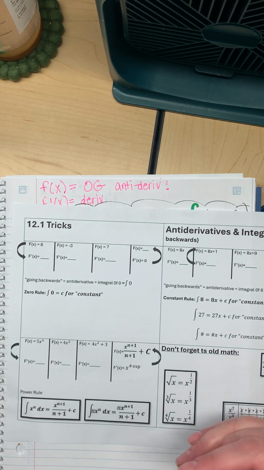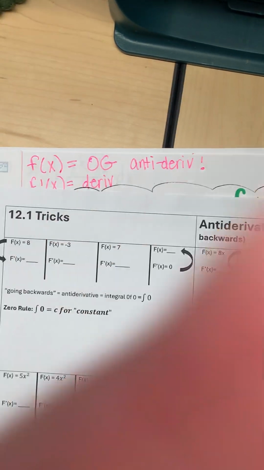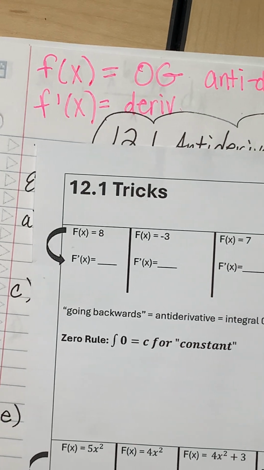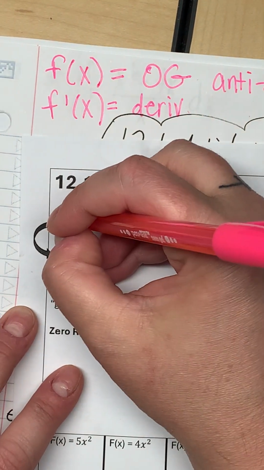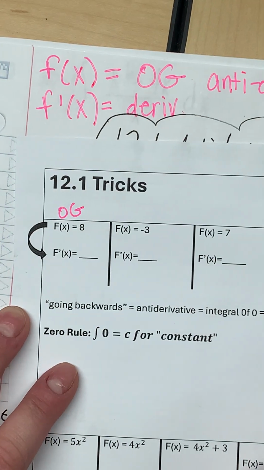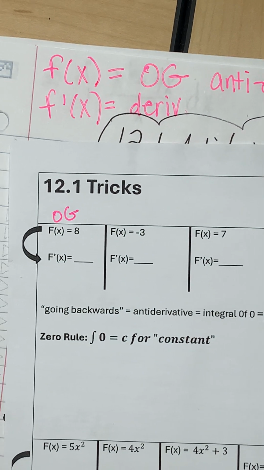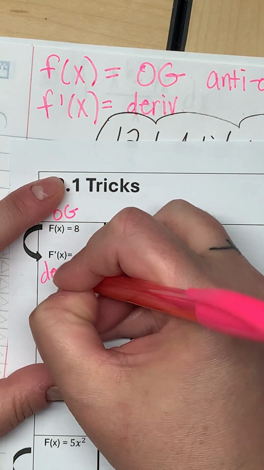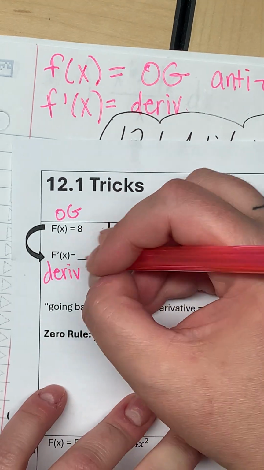Okay, so let's look at these tricks. There's not much to it. First, let's think about it in general. If we look at the top left of these tricks, it says f of x equals 8. And remember, f of x is the original, the OG. And then f prime of x is the derivative. So what is the derivative of 8? Well, that's a constant, and the derivative of 8 is just 0.